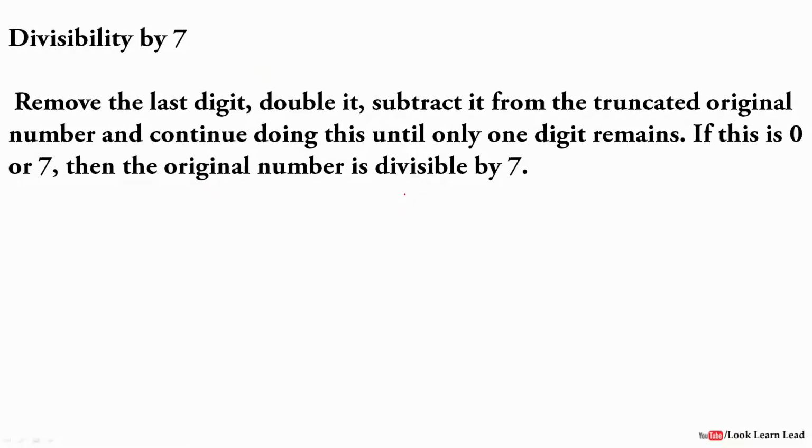Now let's check for the other number, 7. For 7, remove the last digit, double it and subtract it from the truncated original. Suppose we have to check 49. What we have to do is remove the last digit, that is 9, and double it, 9 to 18. Then subtract it from the remaining number. So 18 minus 4 is 14. So 14 is divisible by 7. So 49, obviously, we know is divisible by 7.